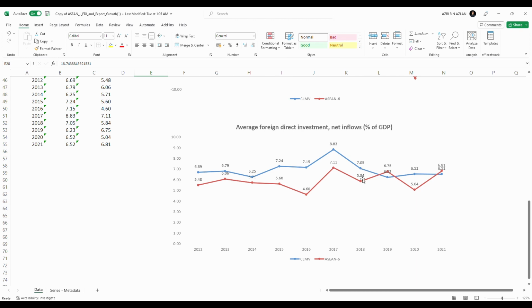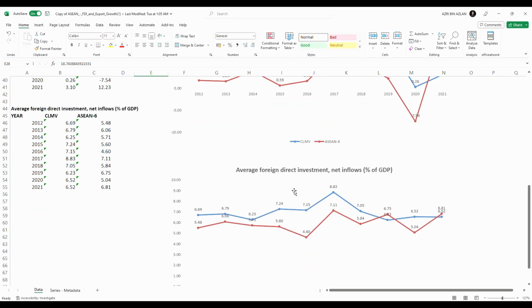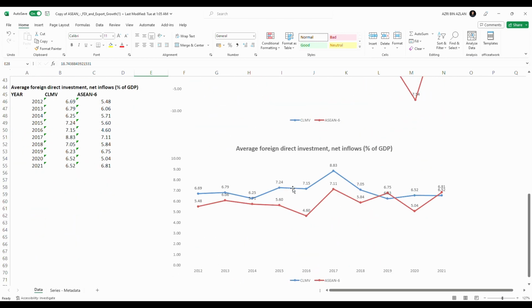So that's all from me. And in conclusion, I think these two data cannot be portrayed to indicate that CLMV performs lower than ASEAN 6. The factor of averaging this into two groups also will affect the overall data.